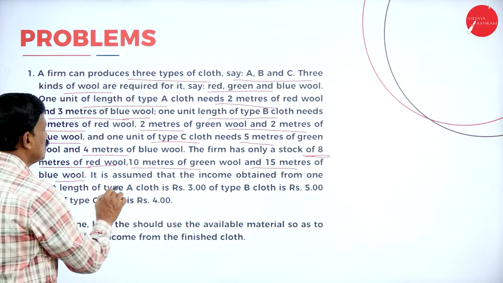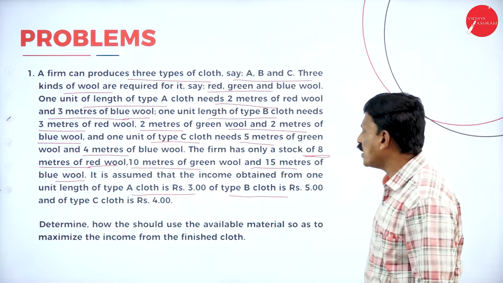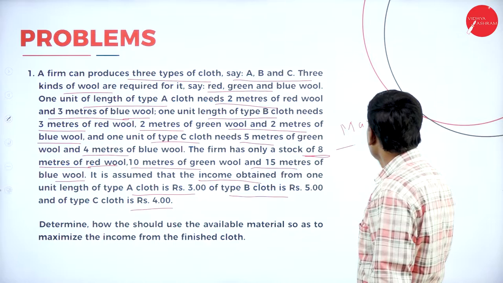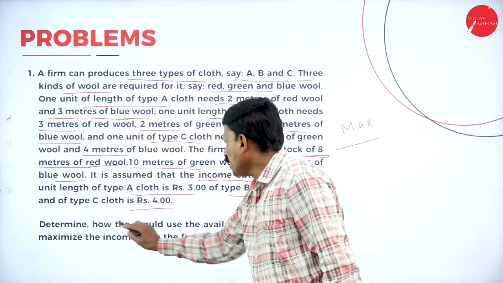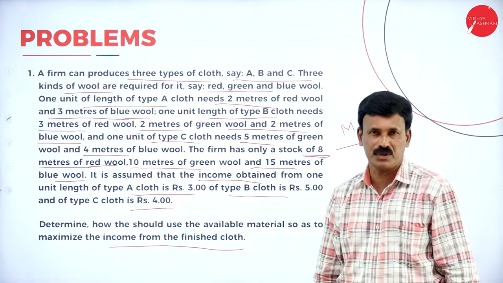It is assumed that the income obtained from 1 unit length of type A cloth is rupees 3, type B cloth is rupees 5, and type C cloth is rupees 4. So here again the income is nothing but our objective function, which is to maximize. This is a maximization problem again. Determine how to use the available materials to maximize the income from the finished cloth. For this we are going to form an LPP model. So let us prepare an LPP model.